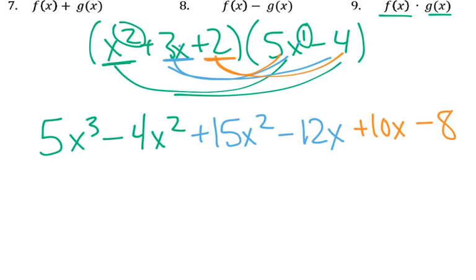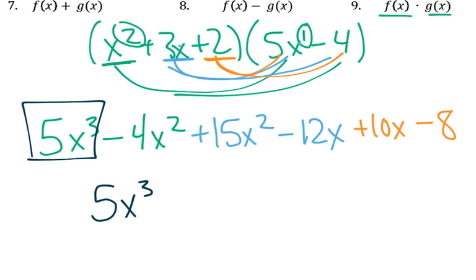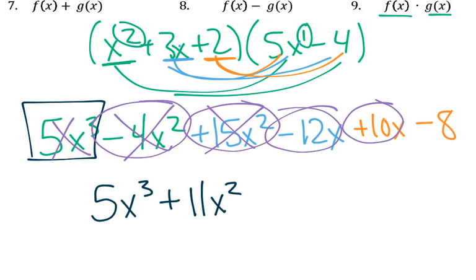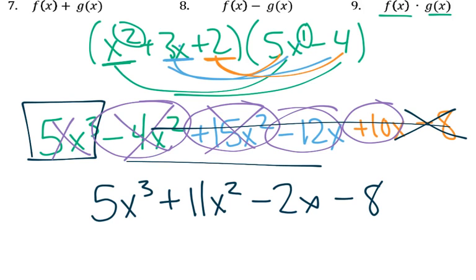Now we combine like terms. There's no other cubic term, so we go 5x cubed. And we've got negative 4x, positive 15x squared. So x squared we can combine, so that would be a plus 15 minus 4 would give us 11x squared. Then negative 12x plus 10x would give us a negative 2x, and then minus 8. And there's our answer.